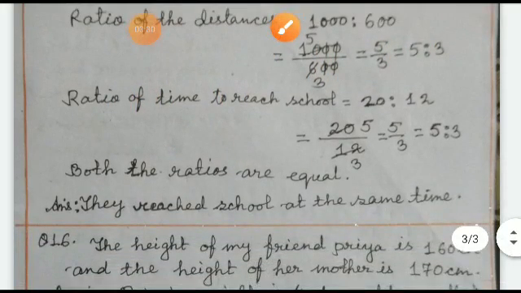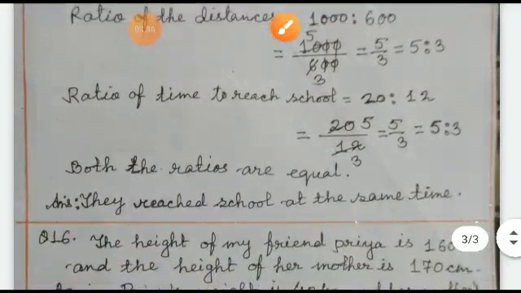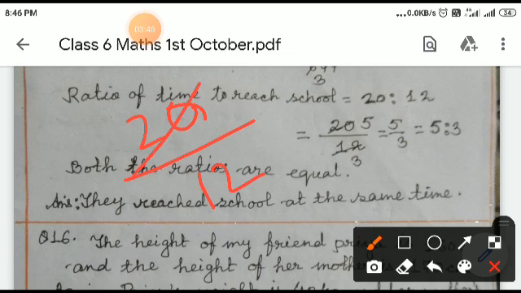Now the ratio of time to reach school equals 20 minutes and 12 minutes. We can write 20 by 12. By dividing both numbers by 4, we get 4 fives are 20, 4 threes are 12. That is 5 by 3 equals 5 is to 3.